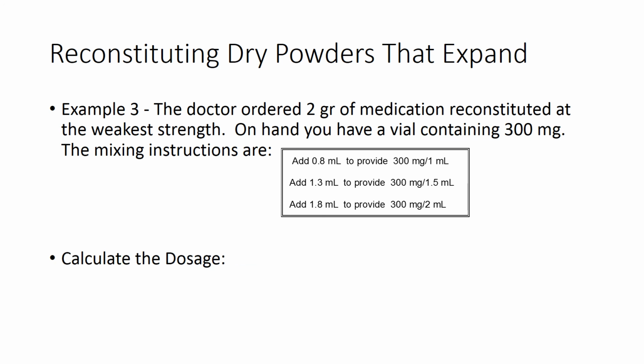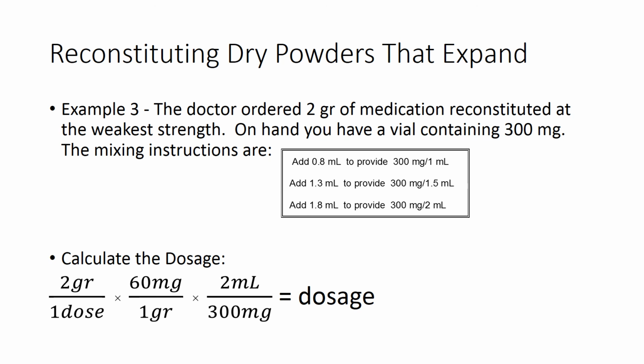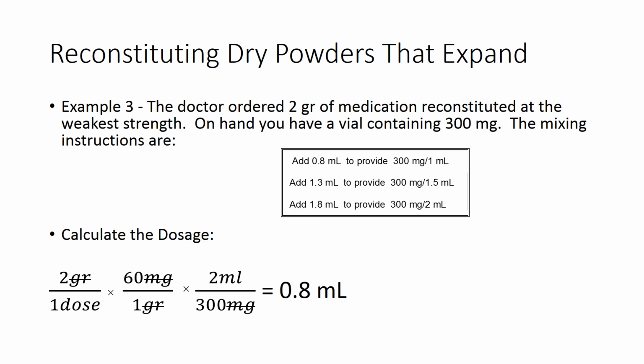So now you need to calculate the dosage, and from that we need to go back to use our equation. So we have 2 grains per dose times our conversion factor, which is 60 milligrams per grain, times the inverse of the concentration of our stock solution, which is 2 mL for every 300 milligrams. And that's going to be our dosage. We get rid of all of our like units, which is going to lead us to a total of 0.8 milliliters. So our calculated dosage is 0.8 milliliters.